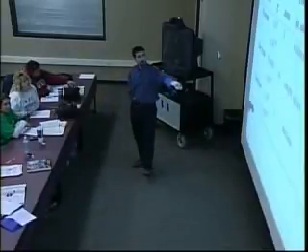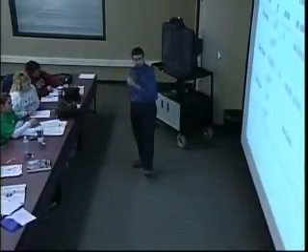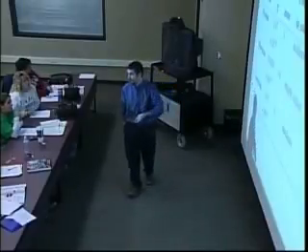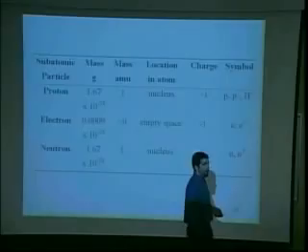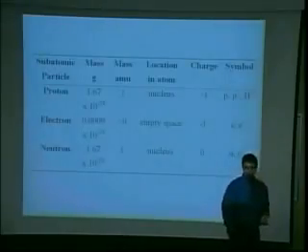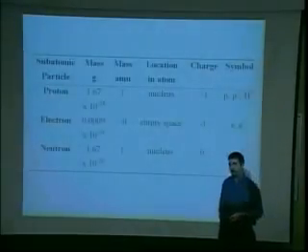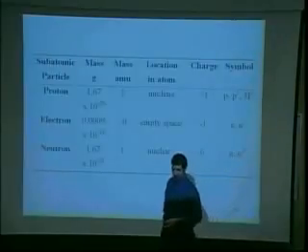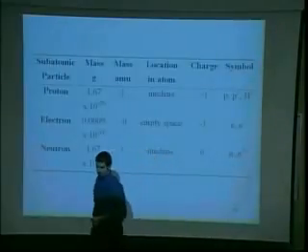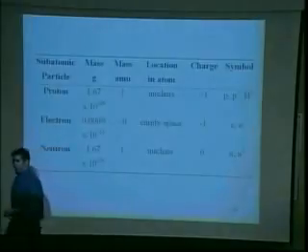Protons, neutrons in the nucleus, electrons flying around in empty space outside that nucleus. Okay? Charges, you should know this. Charge of a proton is a positive 1. Charge of an electron is a negative 1. Neutrons have no charge. What do you know about charges? Like charges repel. Opposite charges attract each other.